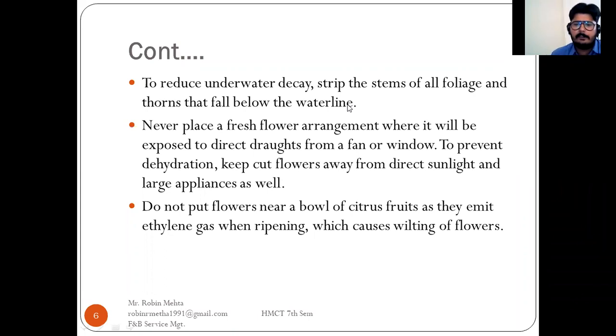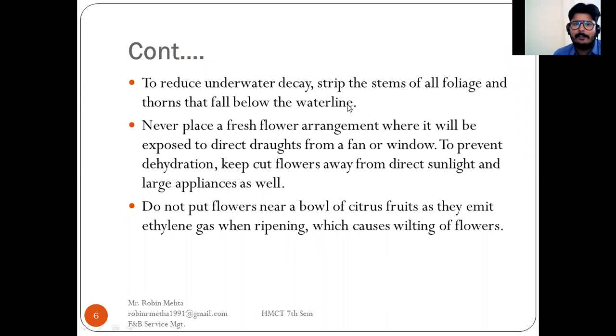Whenever we are cutting the plants, we put them into the bucket and take them to a place where they remain in their actual shape and retain their freshness also. So to prevent dehydration, because plants may lose their color or freshness, try to keep them away from direct sunlight and from large appliances.